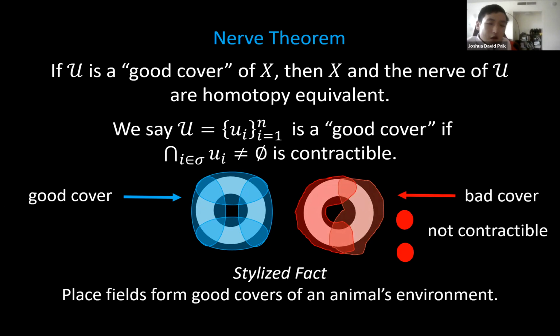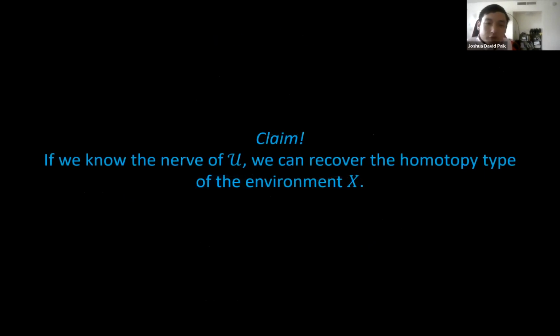Okay, so a kind of stylized fact, again, it's not totally true, but it's not totally untrue, is that place fields form good covers of an animal's environment. So in light of experimental observation, and some very basic logical steps we can make from the nerve, in light of the nerve theorem, we can make the following claim: if we know the nerve of a cover of a space, we can recover the homotopy type of the environment X.